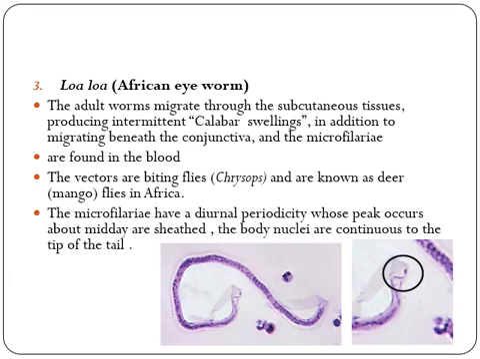The vectors are biting flies called Chrysops and are known as deer fly or mango fly in Africa. The microfilaria has a diurnal periodicity whose peak occurs around midday and is sheathed. The body nuclei are continuous to the tip of the tail. Here we see that the nuclei appear around the tip of the tail.